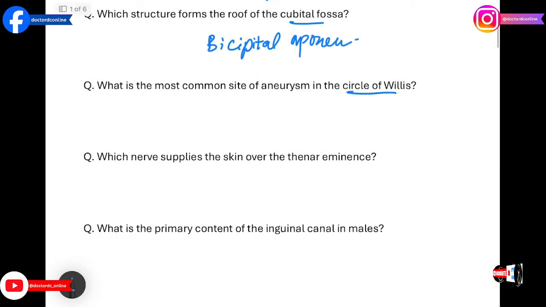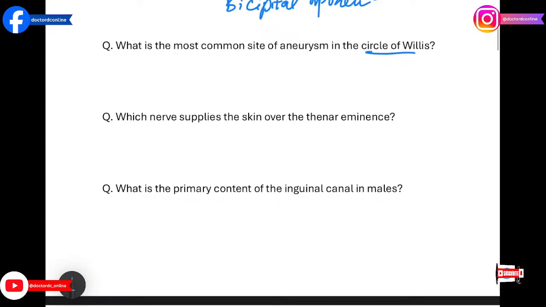The next question is, what is the most common site of aneurysm in the circle of Willis? And the answer is anterior communicating artery, because its small size and high pressure make it prone to aneurysm formation.